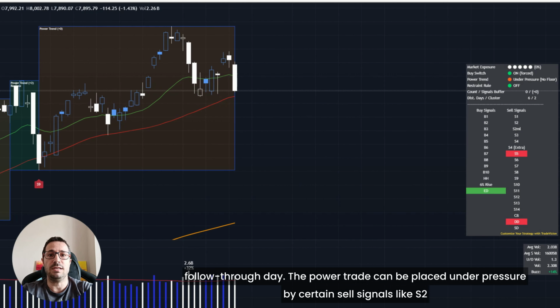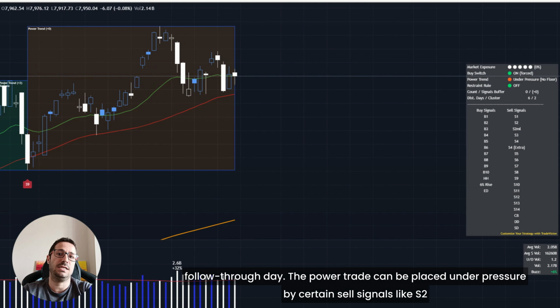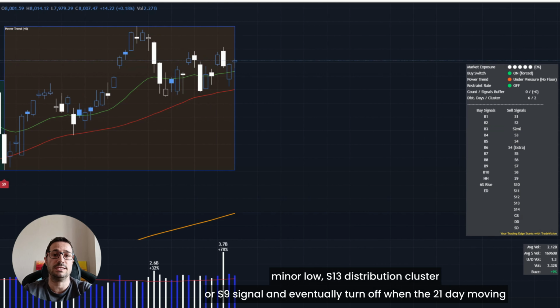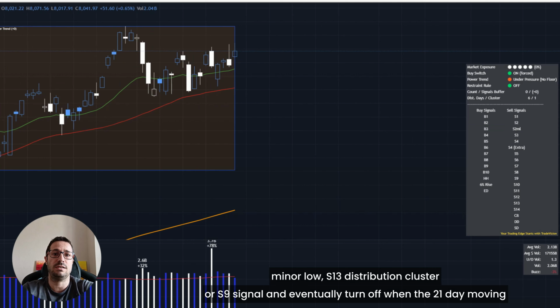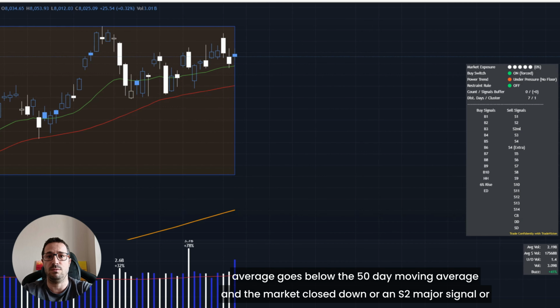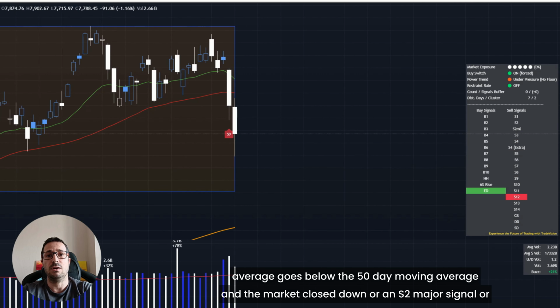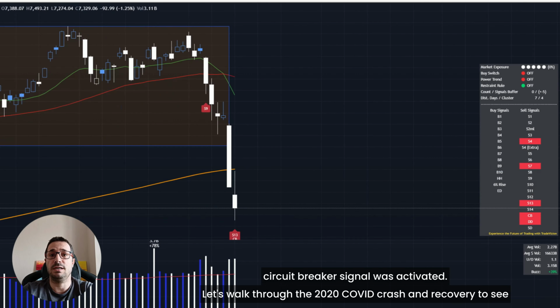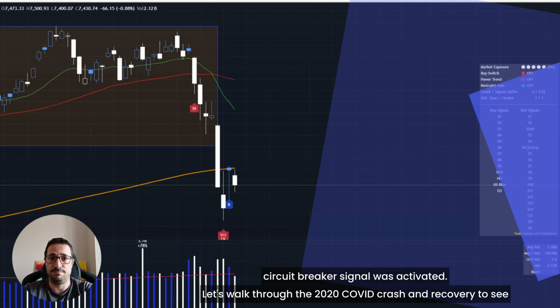The power trend can be placed under pressure by certain sell signals like S2 minor low, S13 distribution cluster or S9 signal, and eventually turns off when the 21-day moving average goes below the 50-day moving average and the market closed down, or an S2 major signal or circuit breaker signal was activated.